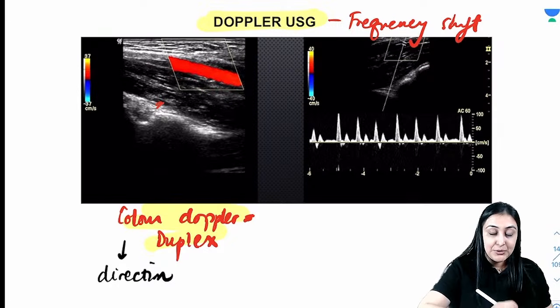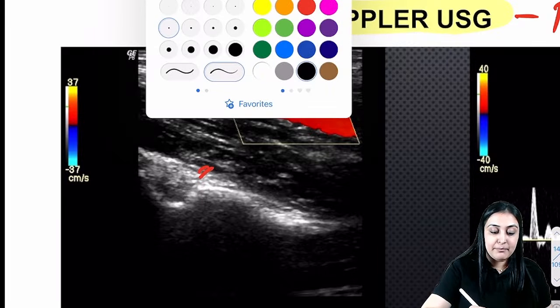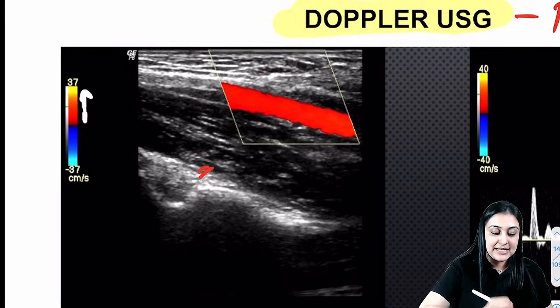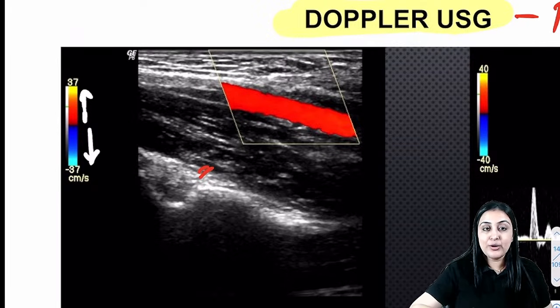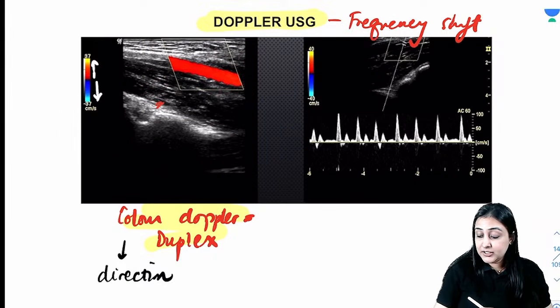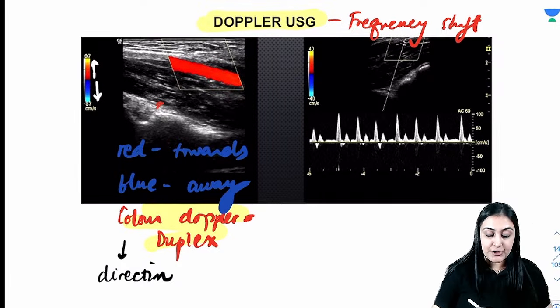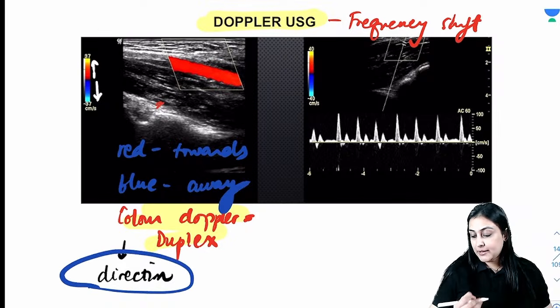And here, what do I see? That anything which is flowing towards me will have a positive frequency. Can you see this? Anything which is coming towards me will have a red color. Anything which is going away from the probe will have a blue color. So how do I tell the color on this? Red is going to be towards the probe and blue is going to be away from the probe, right? So this is my color Doppler. It tells me direction of blood flow.